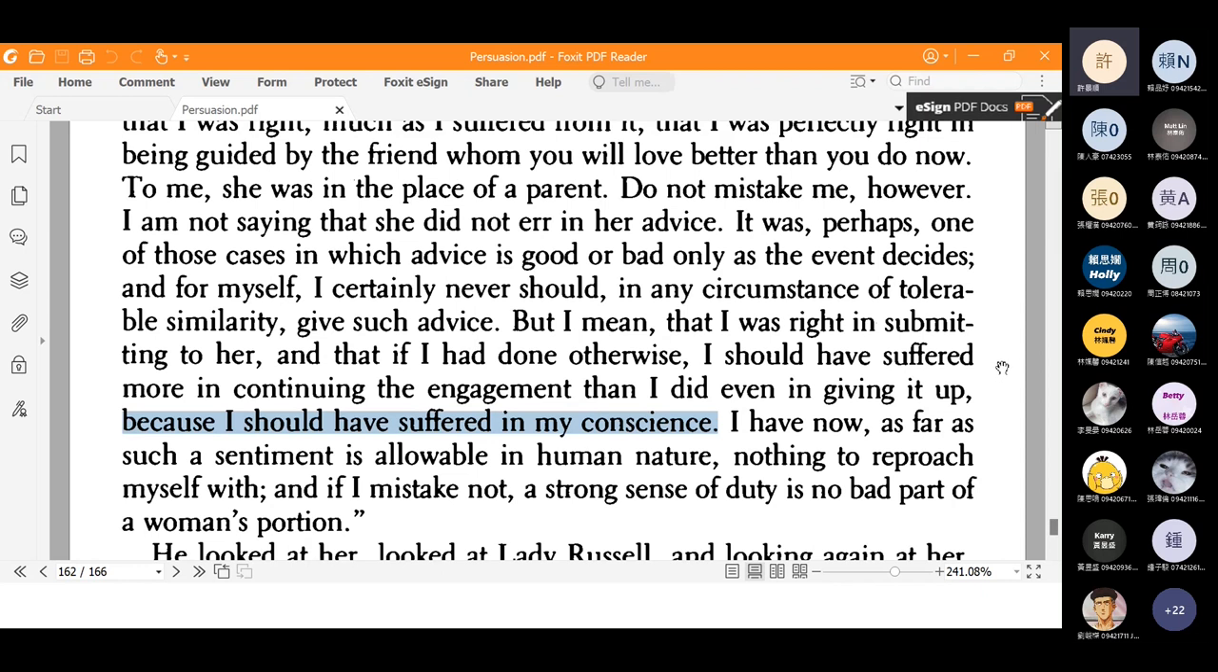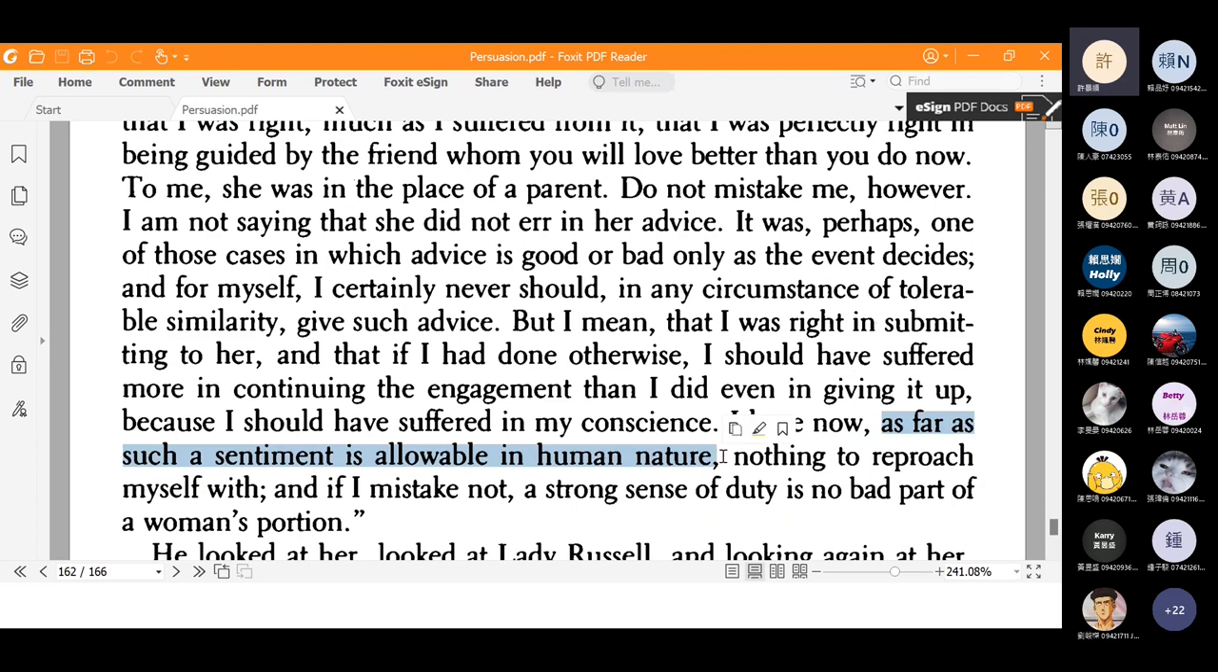She feels that it is the right thing to do to listen to your parents. Lady Russell is basically her parent. So even if she had married the man that she loves, if she had done so by disobeying Lady Russell, she would have suffered in her conscience, 良知. I have now, 我现在, as far as such a sentiment is allowable in human nature, nothing to reproach myself with. So because I listened to her originally, now I have nothing to blame myself for. Reproach means to blame.